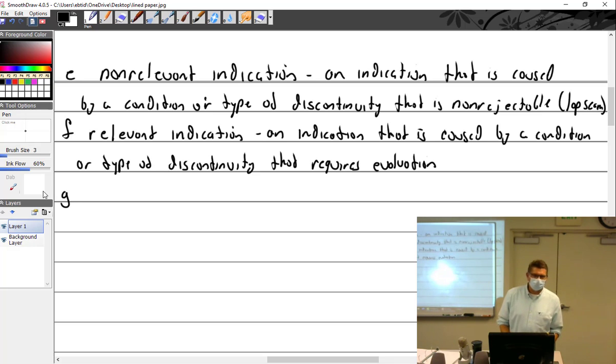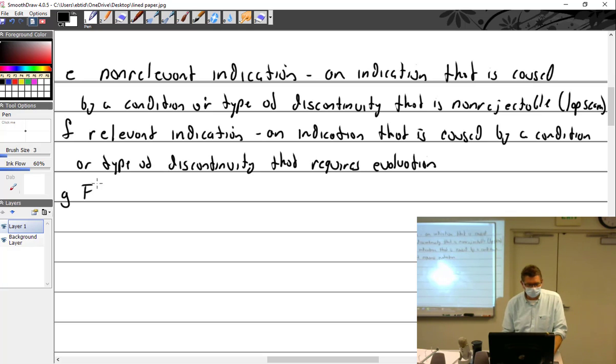Then if I was doing something and I saw a little line show up in one of the rod journals or something, right there, that is a relevant indication. An indication that's caused by a condition or type of discontinuity that requires evaluation. So then I would say, okay, aha, right in the middle of this polished journal, I have a relevant indication. And of course, I'll show you guys how you do it. You'd retest, polish, retest. And then if it became that, from there I would have to figure out what to do with it, which becomes the hard part.